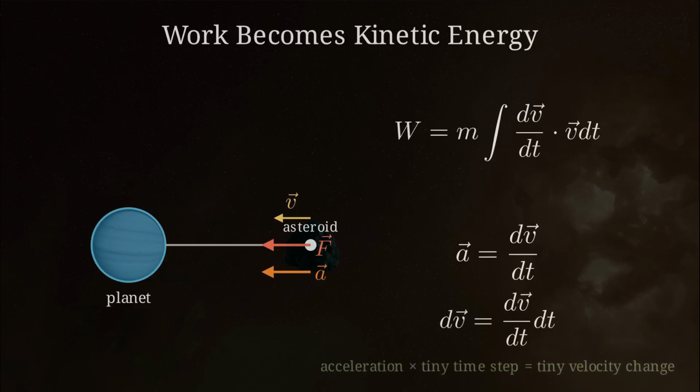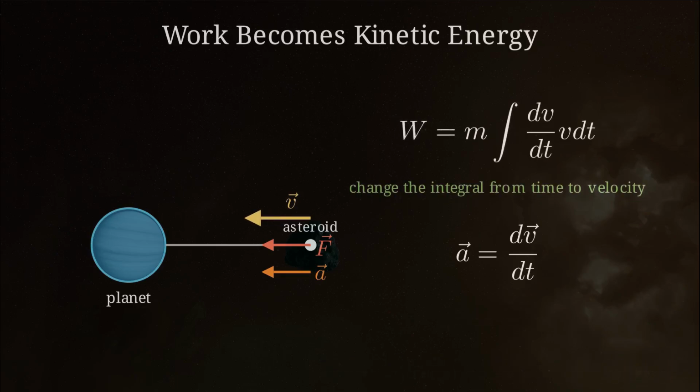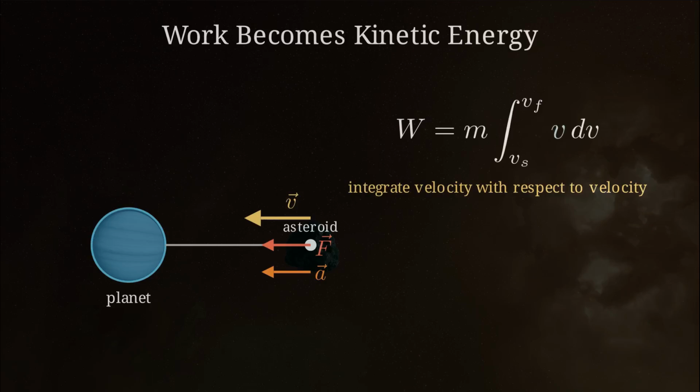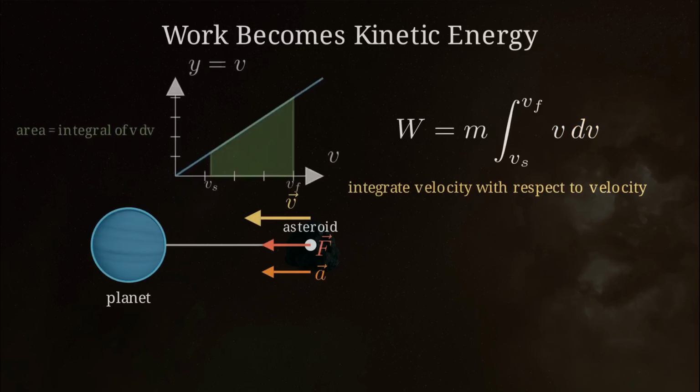Now comes the key step. During a tiny time step, acceleration creates a tiny change in velocity. So acceleration multiplied by a tiny time step gives a tiny change in velocity. This lets us change the integral from time to velocity. For straight line motion, where acceleration and velocity point along the same line, the vector expression becomes simpler. Acceleration dotted with velocity becomes speed multiplied by the rate of change of speed. So the work becomes mass times the integral of v dv.